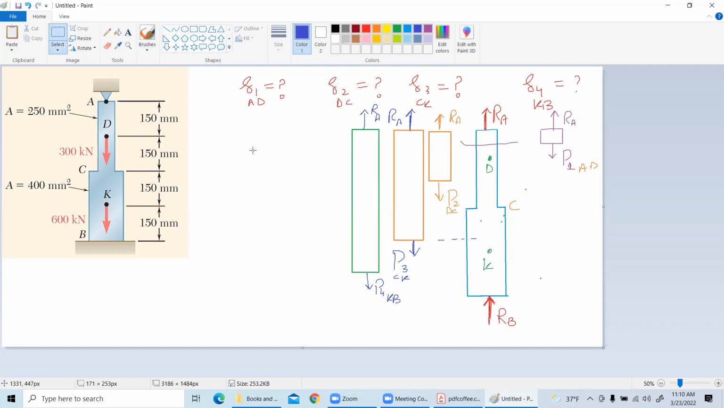Now you are completely confused till now what exactly is happening, right? Look, I am asking you to give me the deflection in the first chunk, that is between A and D. Then I'm asking you to give me the deflection in the next chunk, that is DC. Then the next chunk, that is CK. Then the next chunk, that is KB. That's what I'm asking you. In order for me to know the deflections, I know the formulas. And what is the formula?